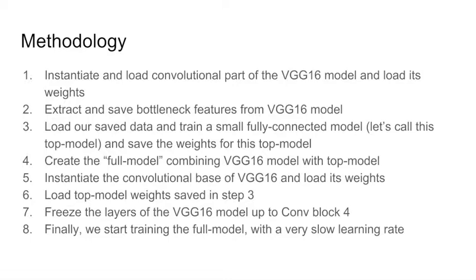We're going to create the full model combining the VGG16 with the top model. Then we'll be initiating the convolutional phase of VGG16 and load its weights. We're going to load the top model weight saved in step 3, and we're going to freeze the layers up to convolutional block 4. Finally, we start training the full model with a very slow learning rate.